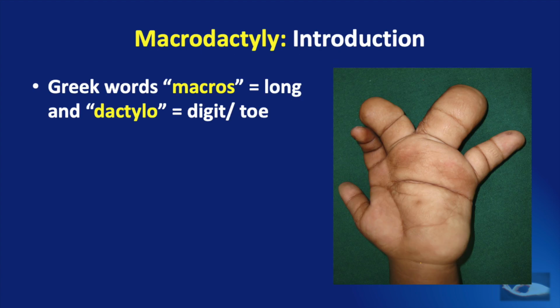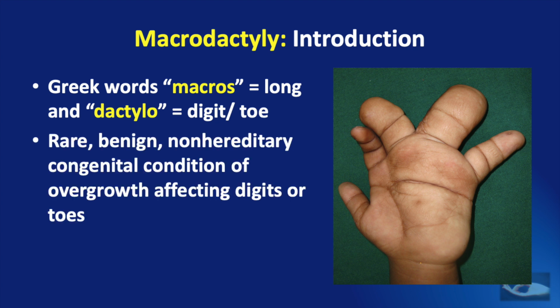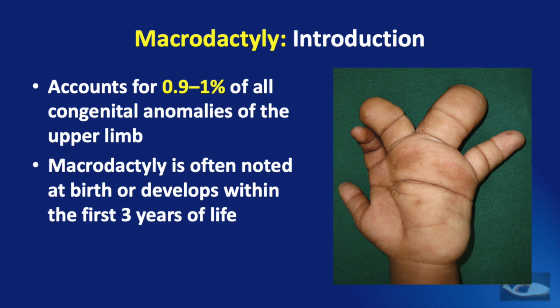Macrodactyly is a unique congenital difference that is seen. The word macrodactyly is derived from the Greek words macros, meaning long or large, and dactylo, meaning digit, which could be finger or toe. It is a rare, benign, non-hereditary congenital condition of overgrowth affecting the digits or toes. It affects about 0.9 to 1% of all congenital anomalies of the upper limb. It is often noted at birth or develops within the first 3 years of life.